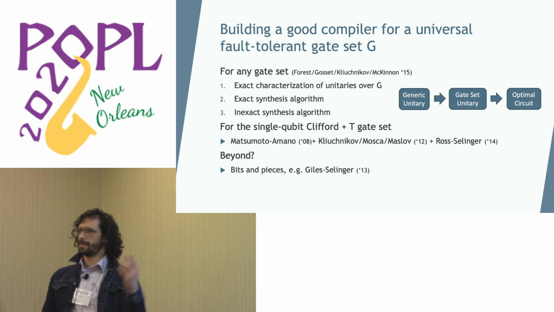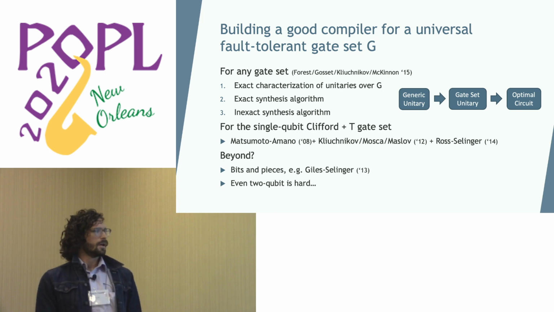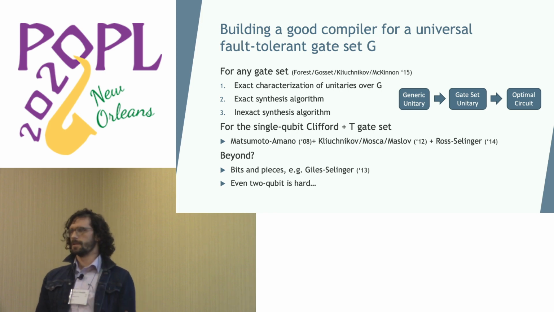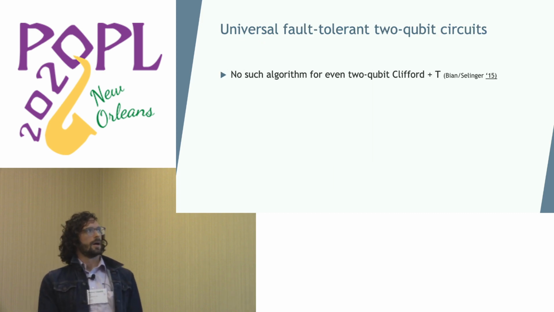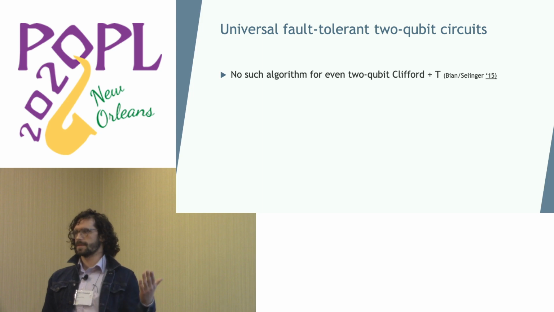There's also plenty of work in ZX stuff, which is kind of different from what we're doing here, but tries to answer some similar questions. But even just doing 2-qubit circuits is difficult. What do I mean by that? We don't even have an optimal synthesis algorithm for 2-qubit Clifford and T.